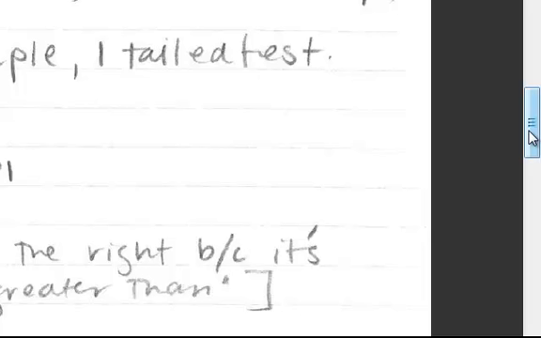Okay, so here's our example. Step 1, write your hypotheses. The null hypothesis is always going to be sample mean is equal to the population mean. There's nothing going on, there's no difference there.